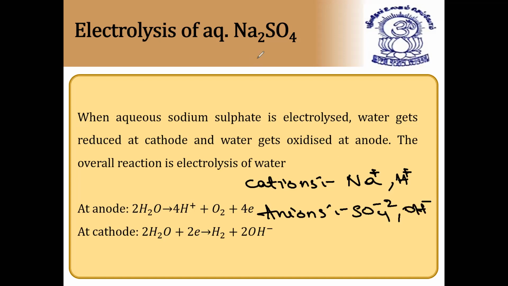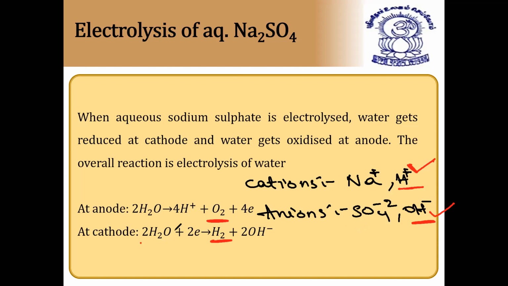So in between sodium ion and H plus, we already know H plus will be deposited. And in between SO4 2 minus and OH minus, we know it is OH minus. So the product at the cathode will be hydrogen and the product at the anode will be oxygen. That is given here in the equation: 4H plus, O2, and here H2 plus 2OH minus. So hydrogen gas is formed at the cathode. I hope it is clear.